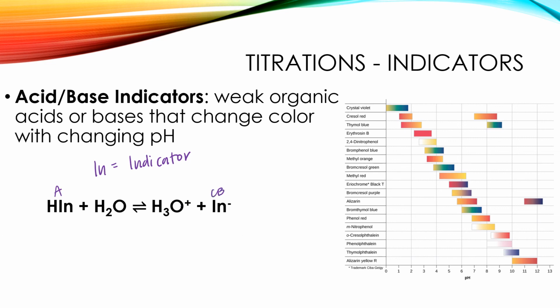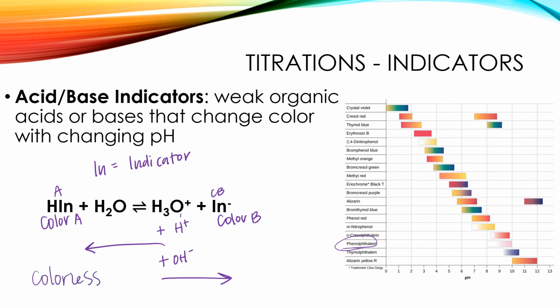Okay? And so if we add an acid, that's going to shift it to the left, and so we're going to get whatever color this version is. But if we add hydroxide, that uses up this hydronium, which shifts us right, which means we're going to get whatever color this side is. So for example, for phenolphthalein, as we become more acidic, it's colorless, and as it becomes more basic, it is pink.